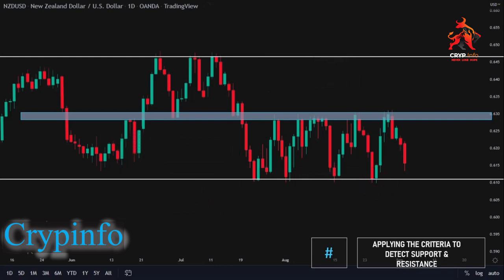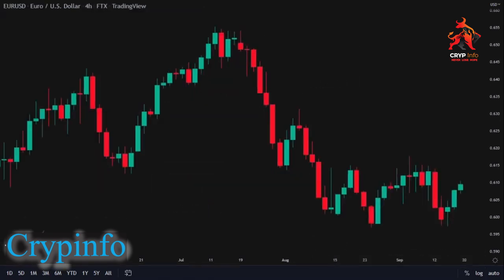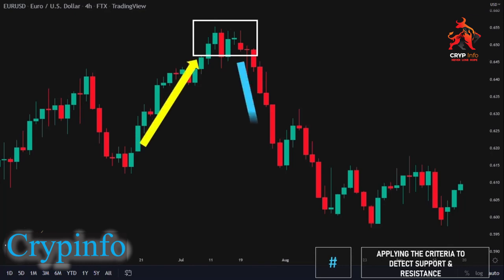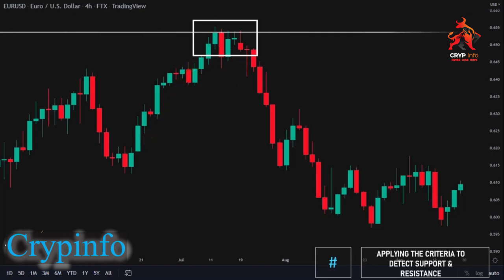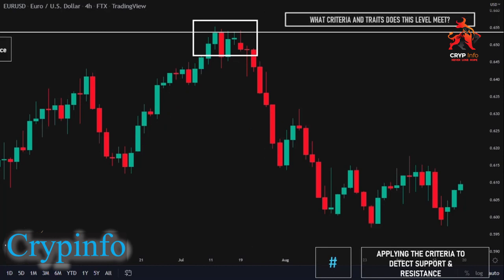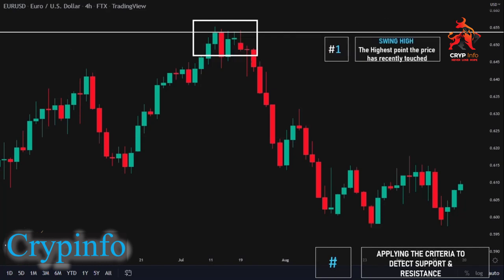So let's try it again on another pair. Here is the euro dollar, and again starting from the very top. As you can see, price rose up to this level, hit and reversed, so we draw it in. So again, what criteria does this level have that makes it a good level? 1. It is a swing high. 2.